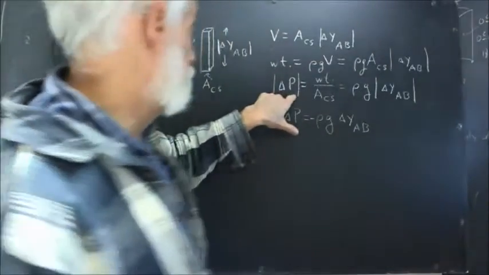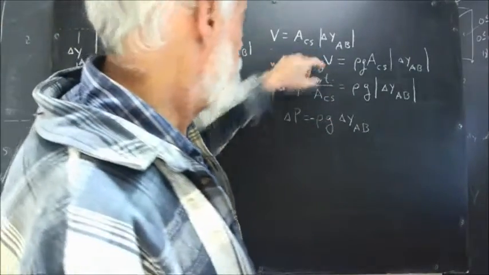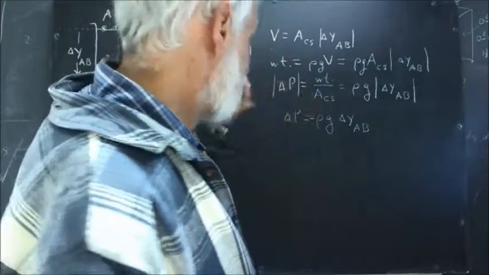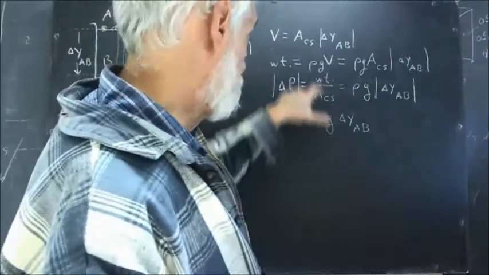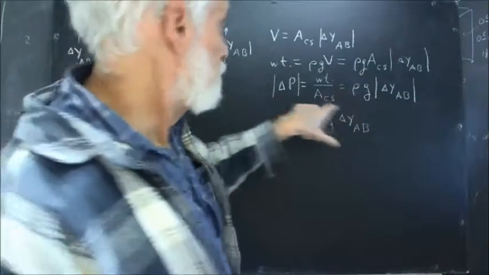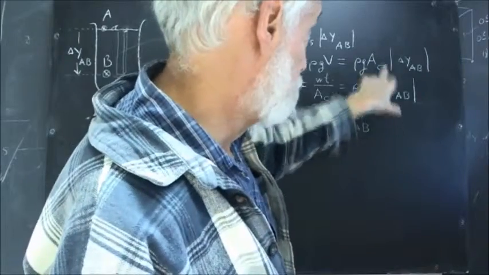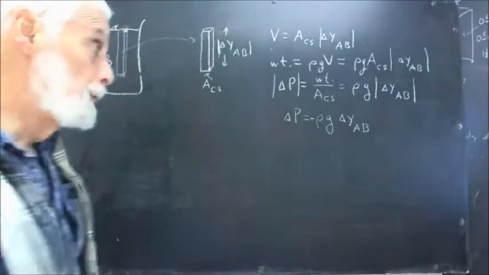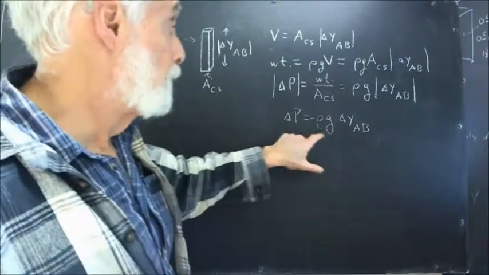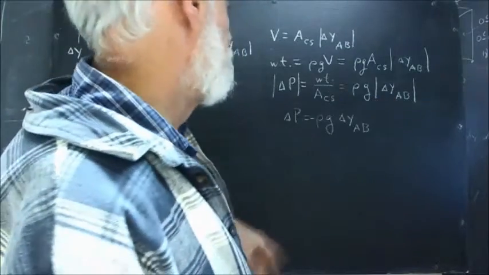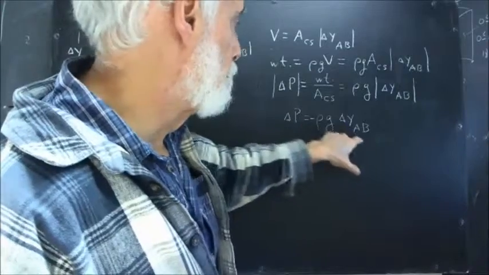Now, the magnitude of the change in pressure between point A and point B is what? It's going to be the weight over the cross-sectional area, because the weight is the force, and force distributed over the cross-sectional area is your definition of pressure. And we see that if we put this expression for the weight in, the cross-sectional area is going to divide out. We're going to get rho g times the magnitude of delta y AB, so that the pressure change is going to be equal in magnitude to rho g times the magnitude of delta y AB. But it's in fact going to be equal to negative rho g times delta y AB.